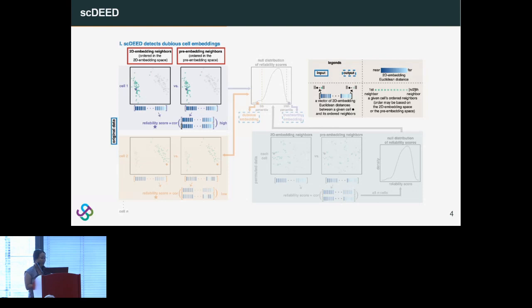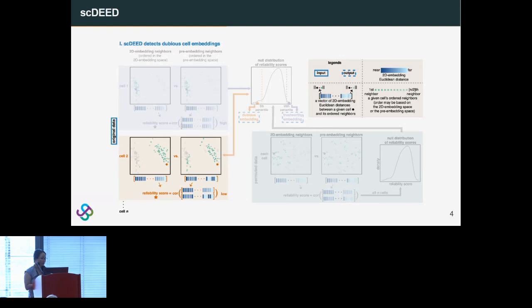If the agreement is good for the distance vectors, like for this purple cell, then the correlation will be high, and this correlation is also the reliability score. For this orange cell, though, if we look at the pre-embedding neighbors and the post-embedding neighbors, their orientation is quite different, and so this correlation is going to be low.